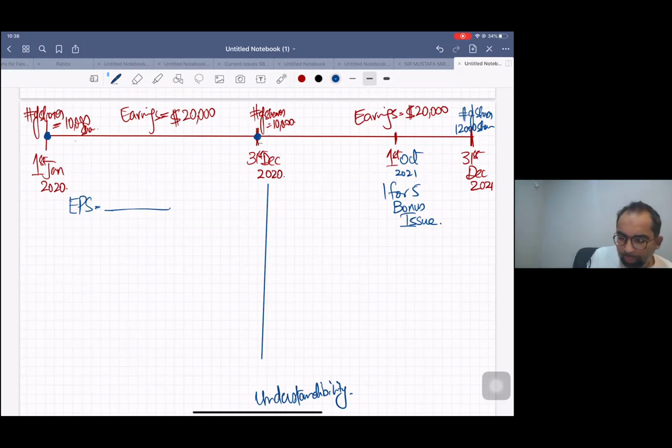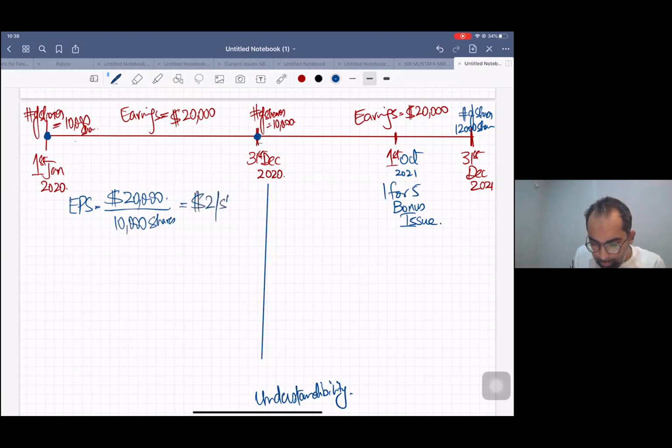So if the formula of EPS is earnings divided by number of shares, earnings are 20,000 and the number of shares is 10,000. It's very easy. $2 per share. At the end of the year, this EPS will be calculated and the financial statement will go to the shareholders' home. They will see the EPS. That's the end. The first year is done very easily.